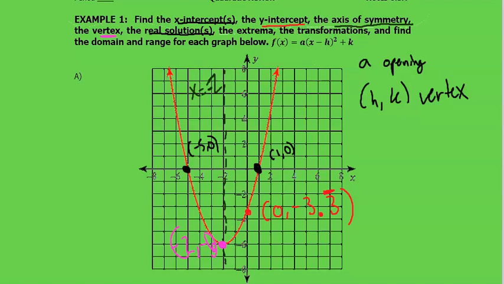That's a minimum. Transformations from the origin to the new vertex. It looks like it goes to the left, down, no reflection, and then it looks like it gets a little bit wider, so that is a vertical compression. The domain would be all real numbers, and the range would be from -6 to infinity.